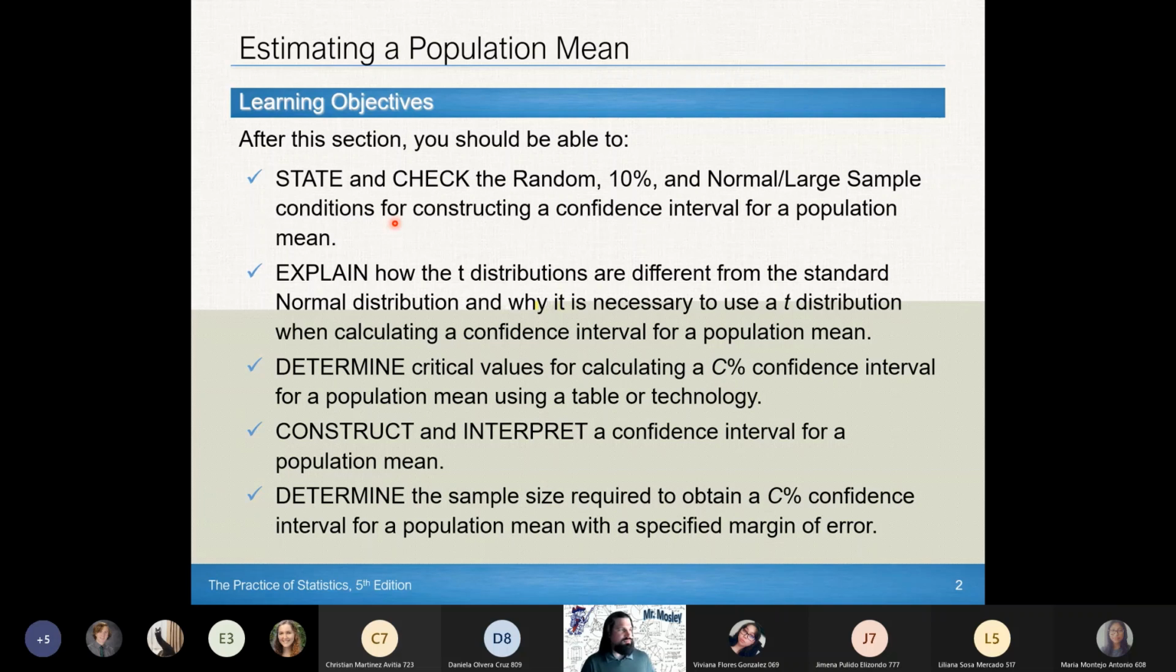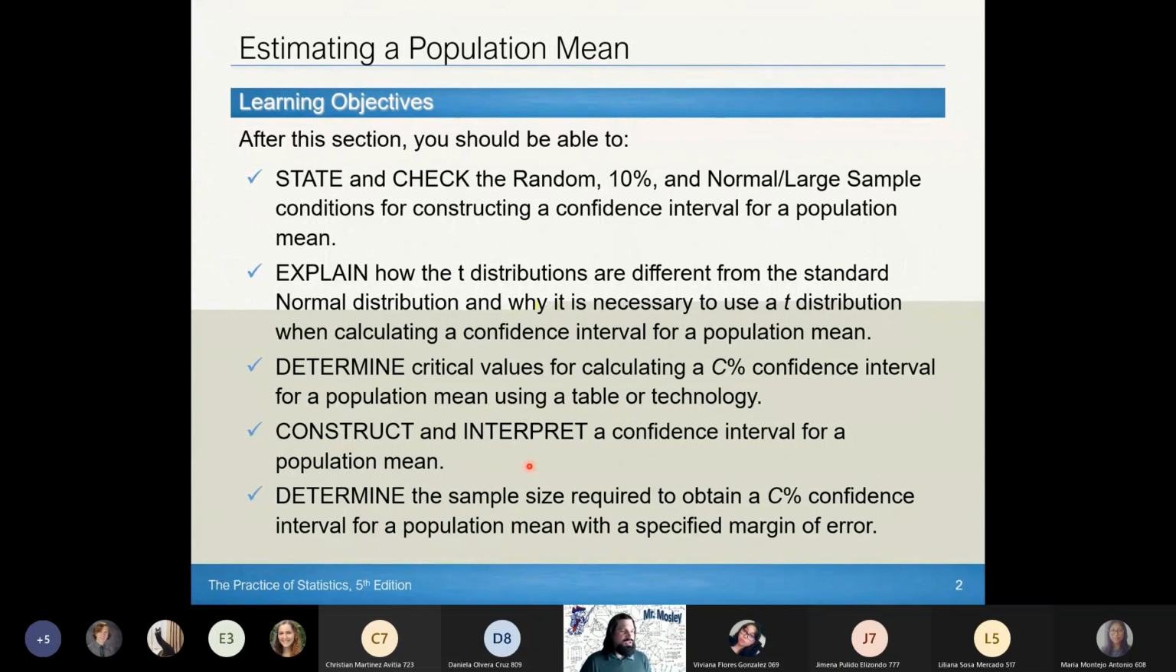Same idea applies here. We need to be able to explain how the t-distributions are different from the standard normal distribution and why it is necessary to use a t-distribution when calculating a confidence interval for a population mean. When calculating intervals for means, we cannot use table A. We use what's called table B, and it's the t-distributions. We'll get to that today. We need to be able to determine critical values for calculating a C% confidence interval for a population mean using table B, or technology. We can use our calculator to find these.